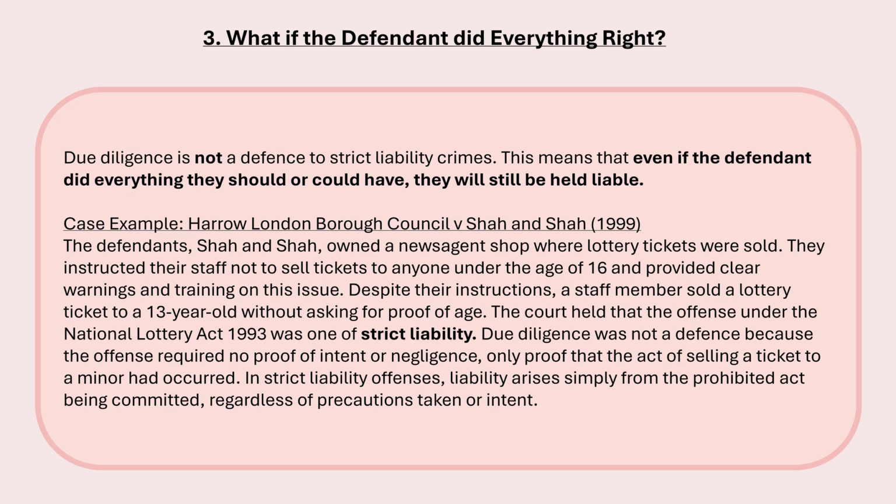The court held that the offence under the National Lottery Act 1993 was one of strict liability. Due diligence was not a defence because the offence required no proof of intent or negligence, only proof that the act of selling a ticket to a minor had occurred. In strict liability offences, liability arises simply from the prohibited act being committed regardless of precautions taken or intent.